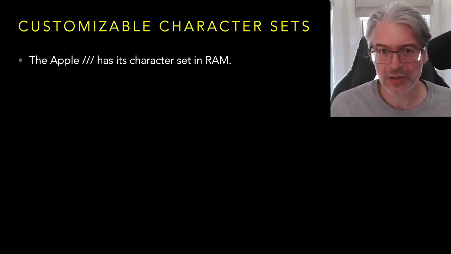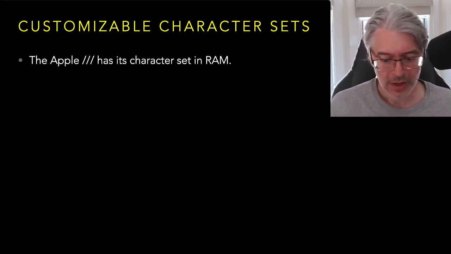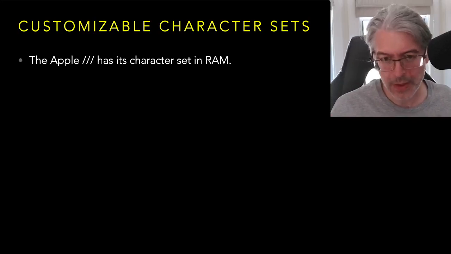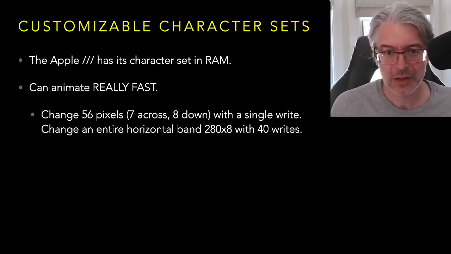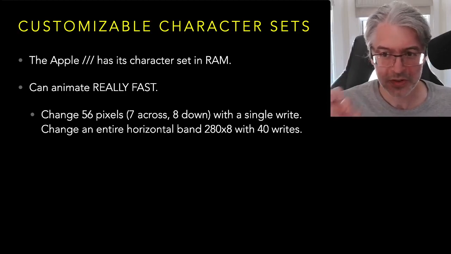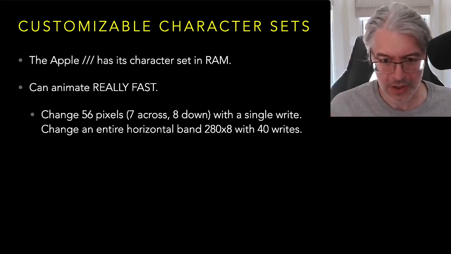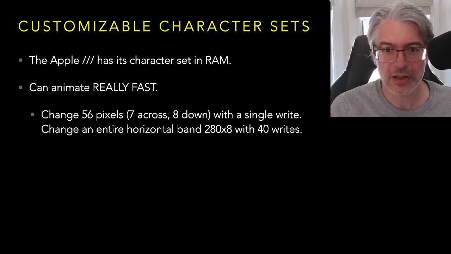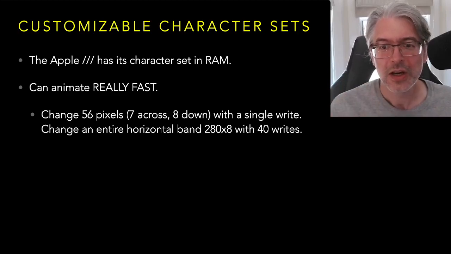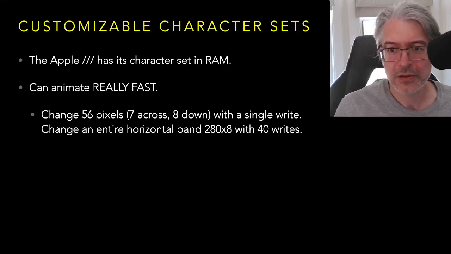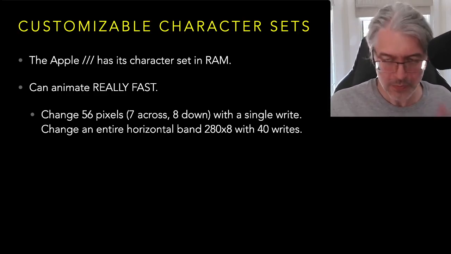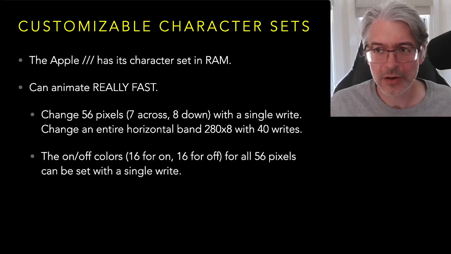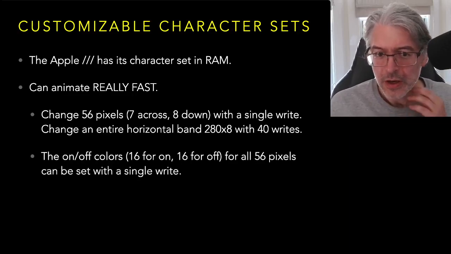Now, one of the things that people talk about with the Apple III is that it has a character set in RAM. So you can customize the fonts. And what that means is that you can animate things really, really fast. You can change 56 pixels with a single write to memory because the entire character goes in at once. So you could get an entire horizontal 280 by 8 band down with 40 writes. That gives you some sort of quick animation options.